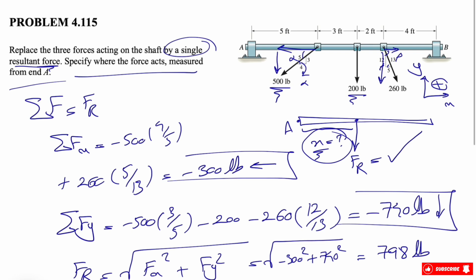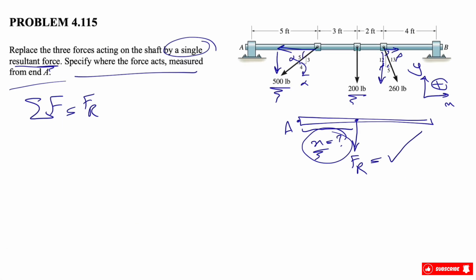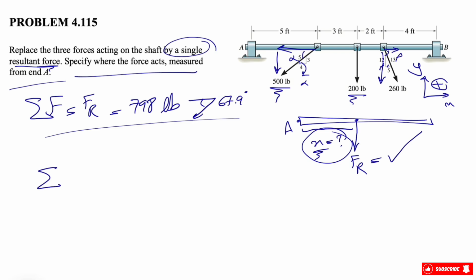So I'm just gonna clean up everything and we can go with the moment part. So far we found the Fr, which was 798 pounds, and this will be the angle 67.9. Now let's move on to the moment of all these forces about point A. As always, we're going to call counterclockwise positive.